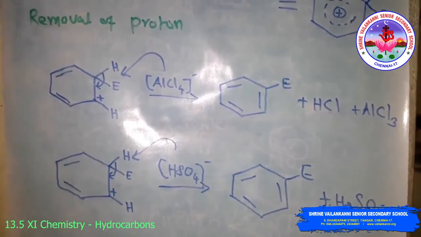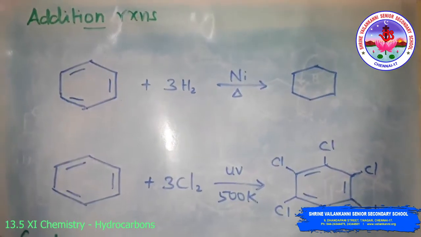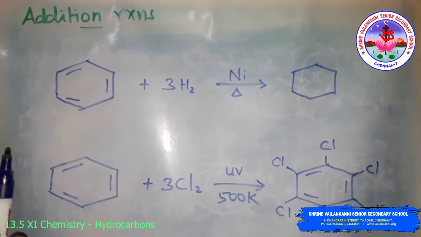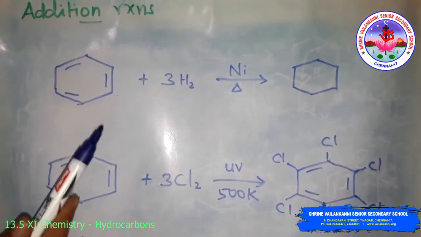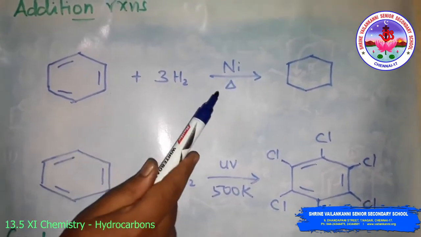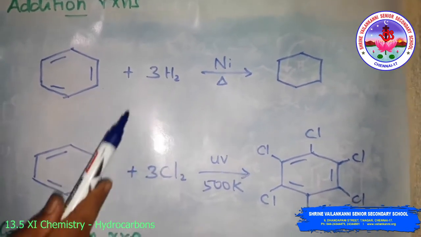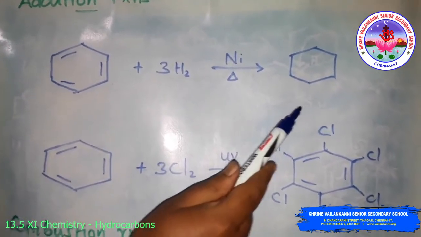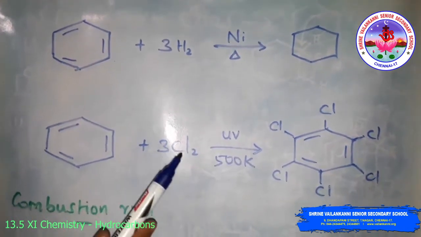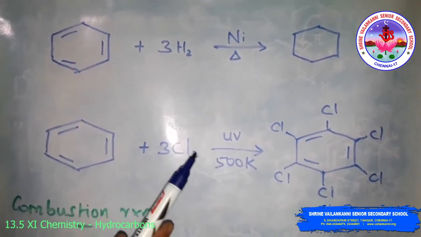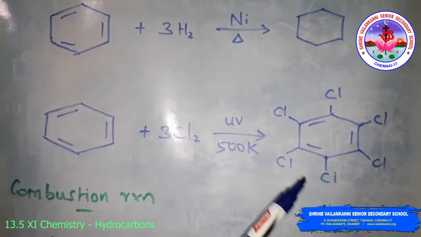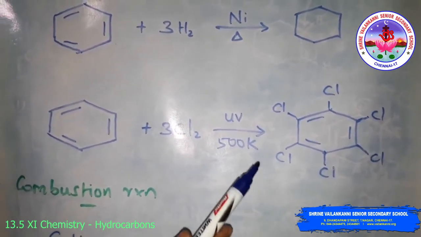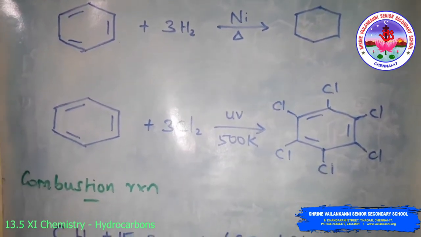Then the addition reaction. See, under vigorous conditions, that is high temperature and high pressure in the presence of a nickel catalyst, the hydrogenation of benzene gives cyclohexane. Then under ultraviolet light, 3 chlorine molecules add to benzene to produce benzene hexachloride, C6H6Cl6, which is also called gammexane. Okay.